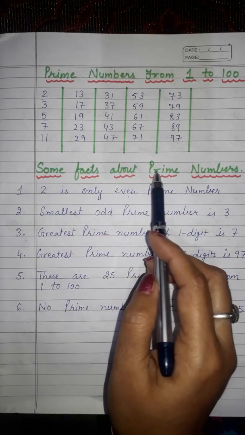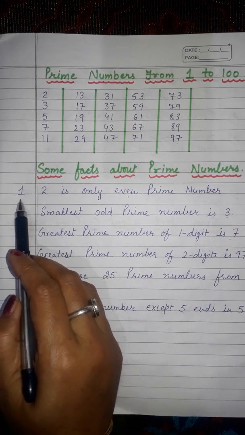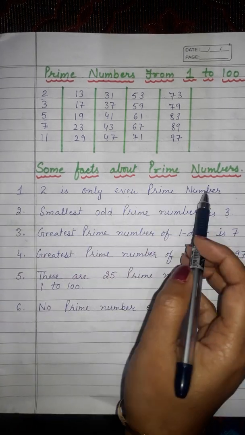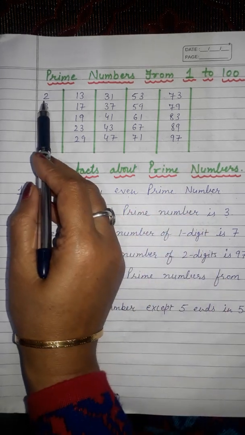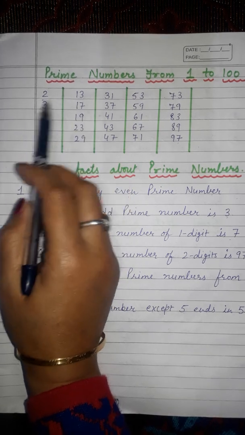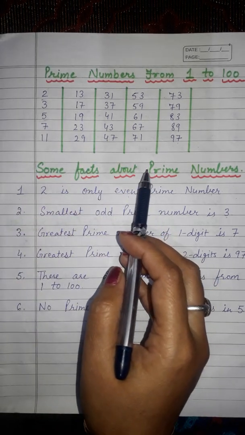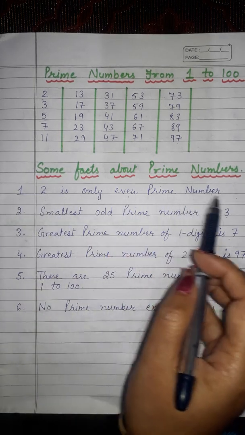Here are some facts about the prime numbers. First fact is 2 is the only even prime number. So in our number system, 2 is the only even number that is prime, and no other even number can be prime. So it is a fact: 2 is the only even prime number.